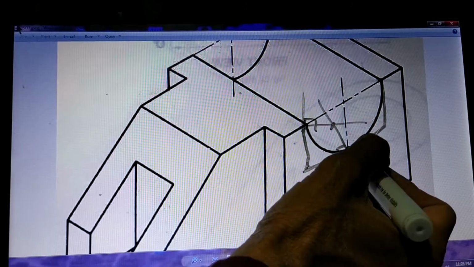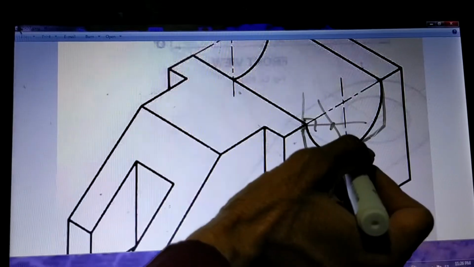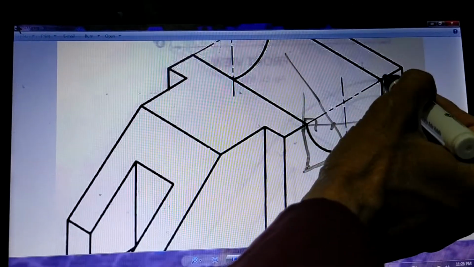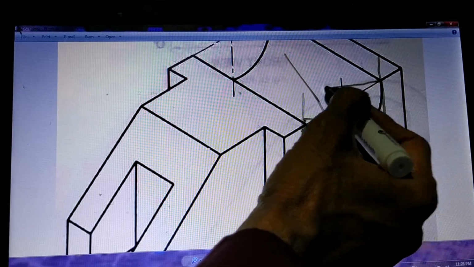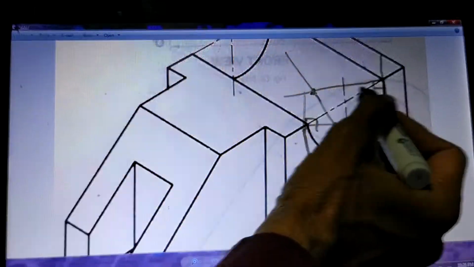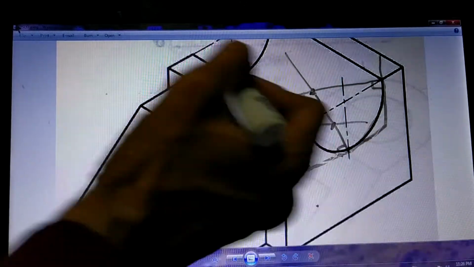Now the second arc is having one point here, other point here. So from this point you draw a perpendicular to this line, which is already there. And from this point to this line, you draw another perpendicular and you get the intersection. So with this center and this radius, you draw the other arc.